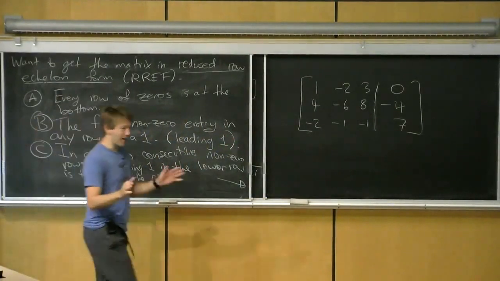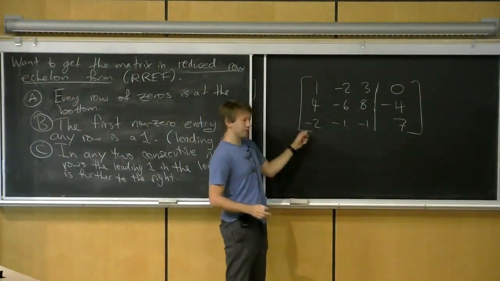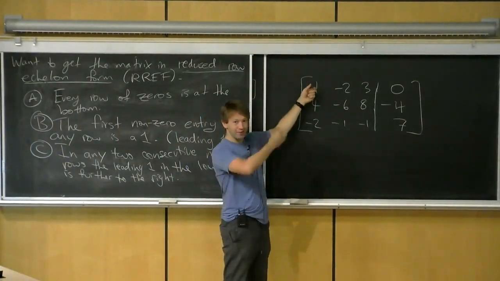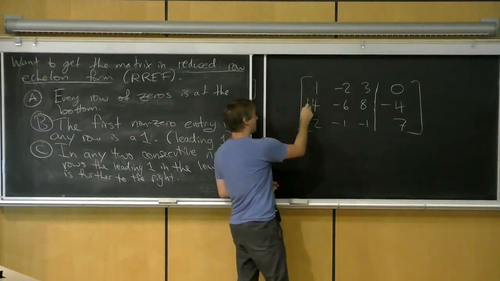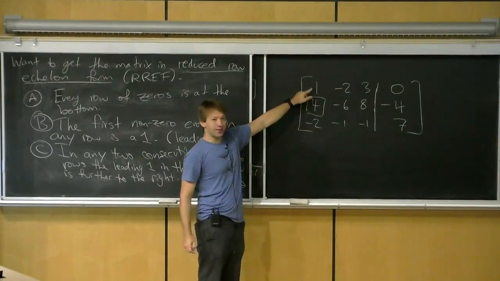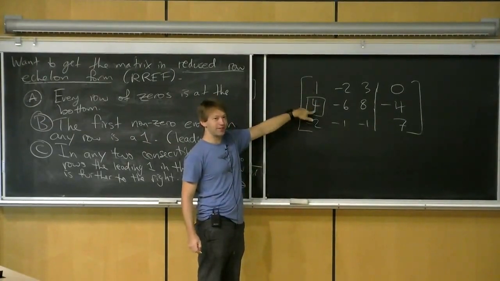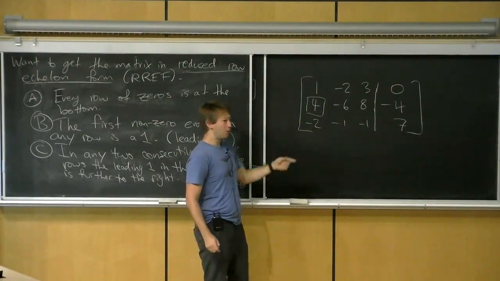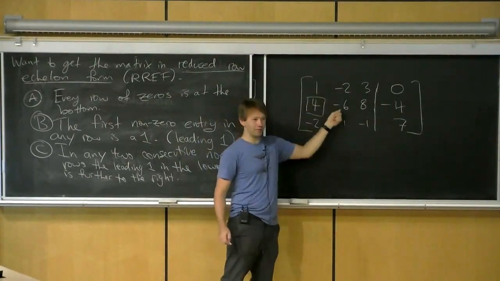My whole goal in life at this point is to get a 1 in this first column, which I already have, and get everything else to be 0. How do I make this a 0? Using that 1. If I subtract this 1 4 times, I'll get a 0 here, right? But what you do in one column, you have to do in every column.